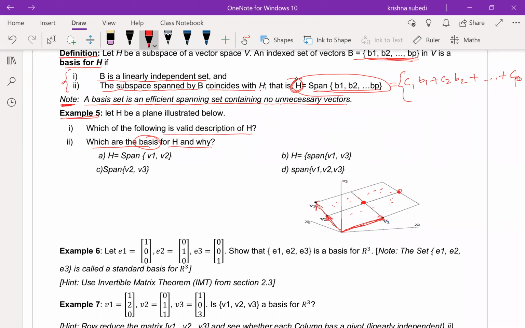This point also I can express using v1 and v2. This point I can also express using v1 and v2. That will be v1 plus 0 v2. This point, yes. This point, yes. Every single point, yes. So we can generate H using v1 and v2. That is the valid description. Part A is good. How about part B? If I'm given v1 in that direction and v3 in that direction, can I create every single point on this plane? Yes or no?